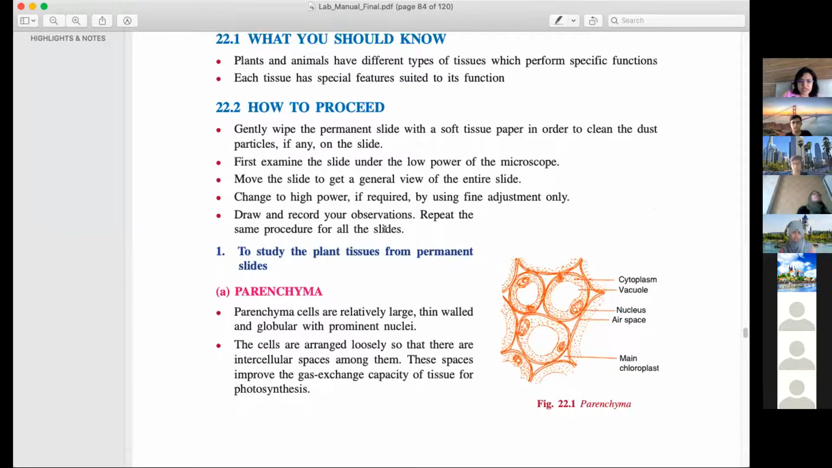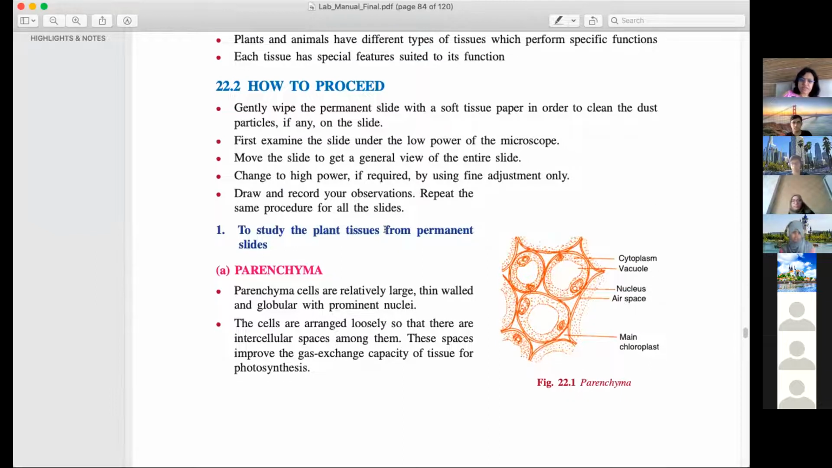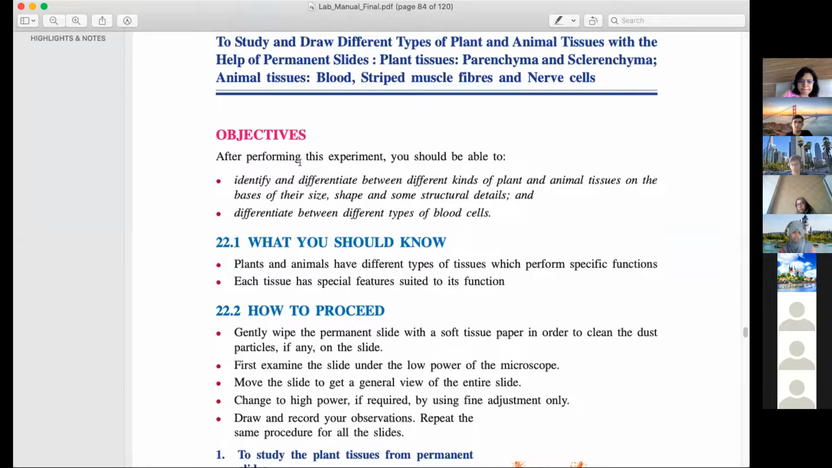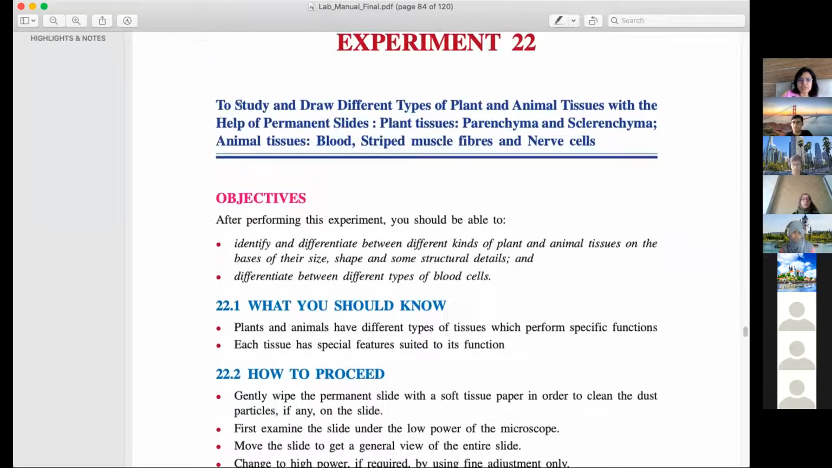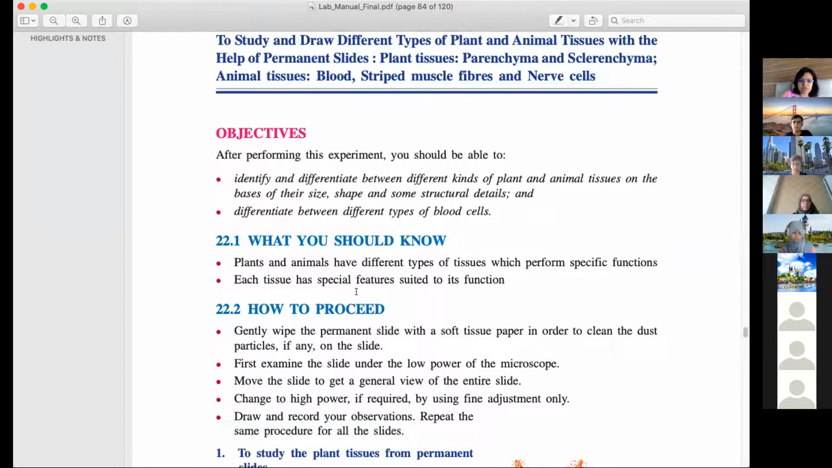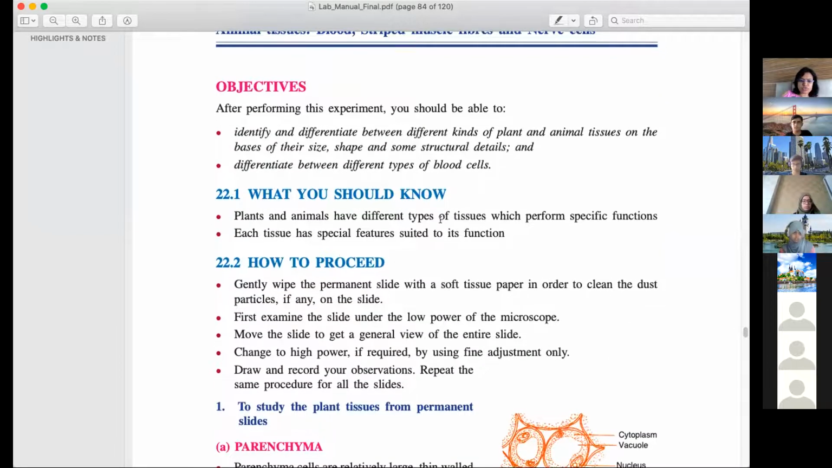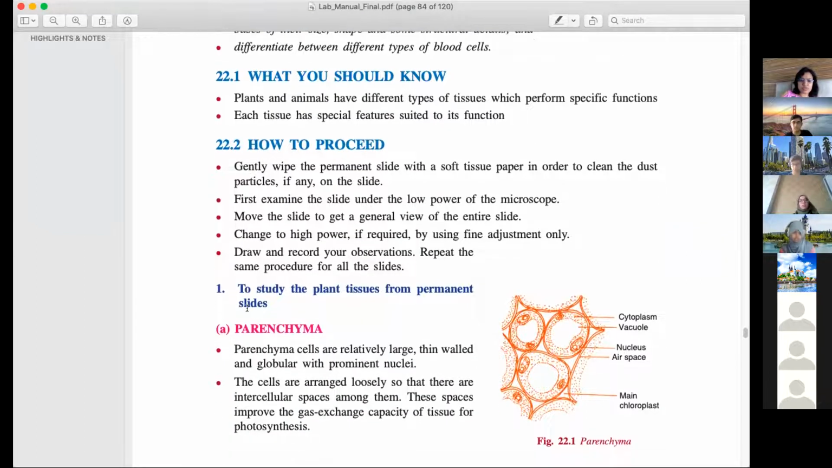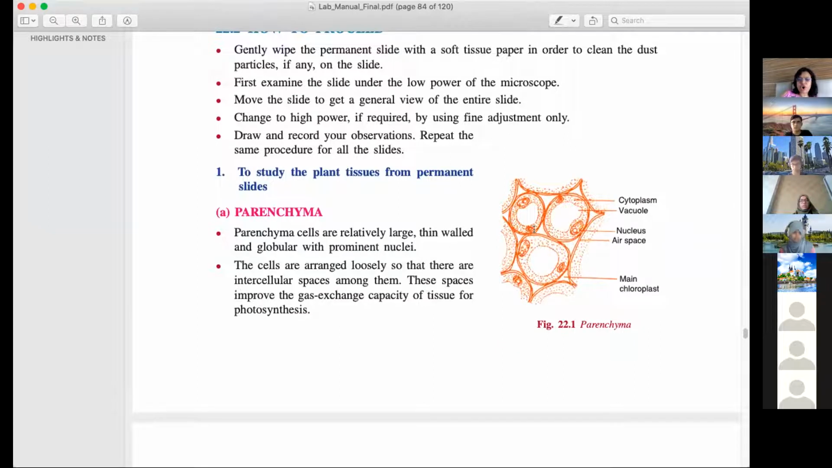Second one is this one. Again, same way you have to follow. Aim of the experiment is to study and draw different. This is your aim of the experiment. Okay. Don't write objectives. Don't write what you should know. Okay, then procedure. This is your procedure. Okay, these are your observation.